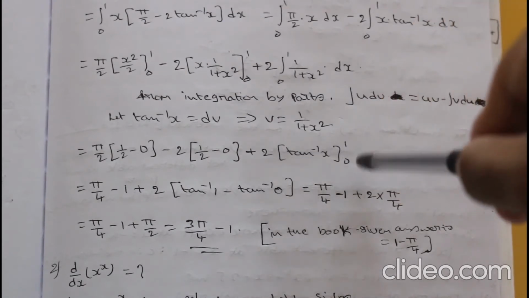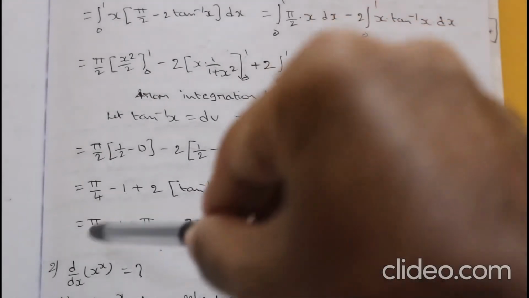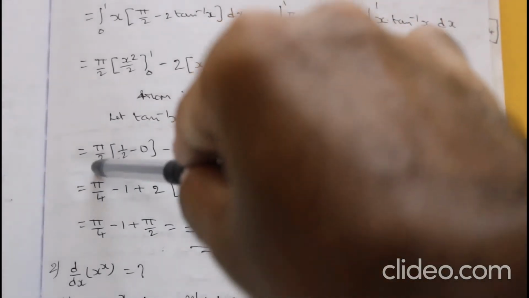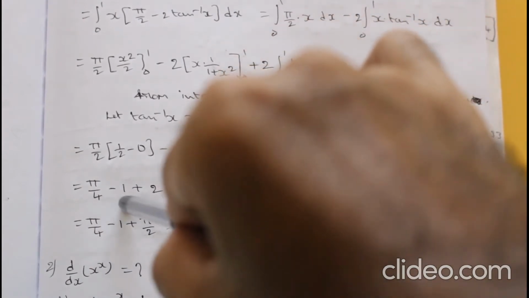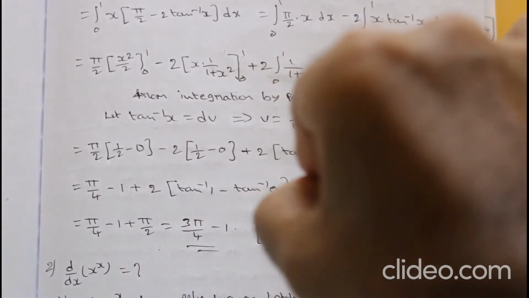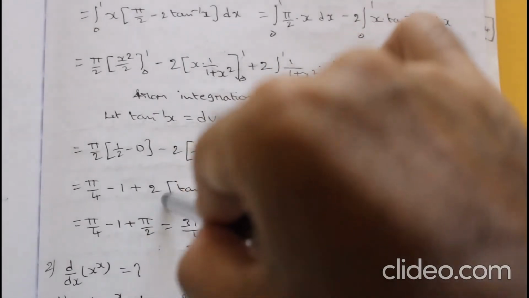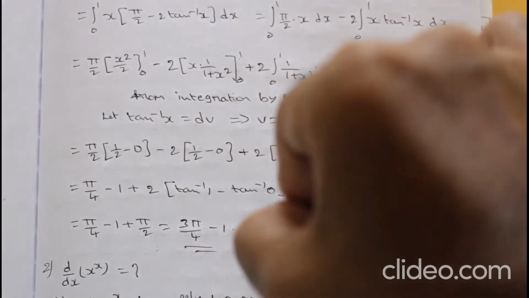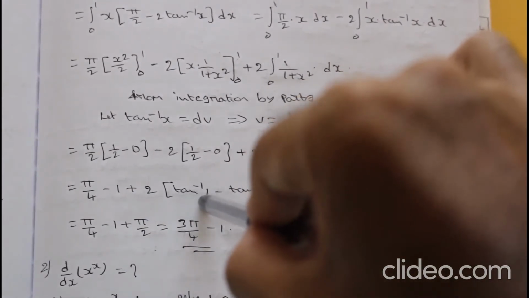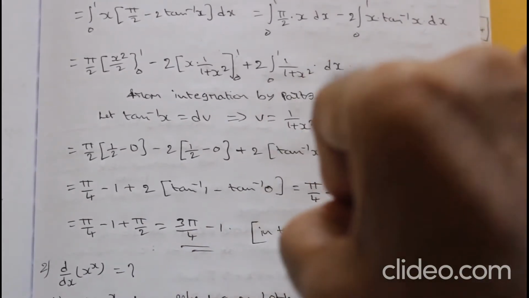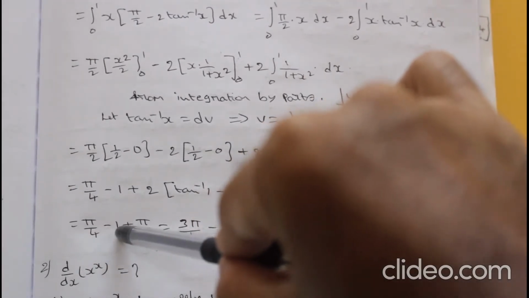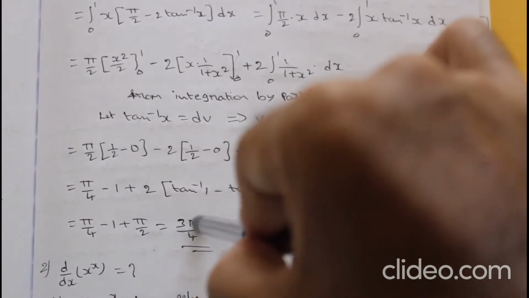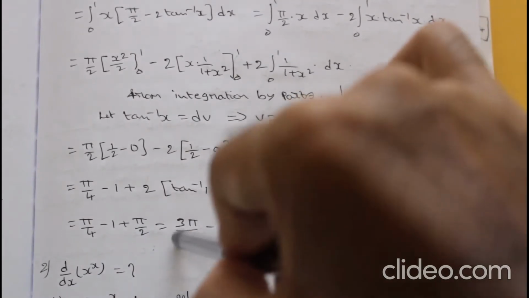Okay, so 2 into tan minus x, limits 0 to 1. Here it will be pi by 2 into 1 by 2, which is nothing but pi by 4, and the 2s get cancelled, that will be minus 1. After substituting the limits here, it will be 2 into tan inverse 1 minus tan inverse 0. So that is equal to pi by 4 minus 1 plus 2 into tan inverse 1, which is pi by 4, and tan inverse 0 is 0. So 2 into pi by 4, that is equal to pi by 4 minus 1 plus pi by 2. So that is equal to 3 pi by 4 minus 1. That is the answer.